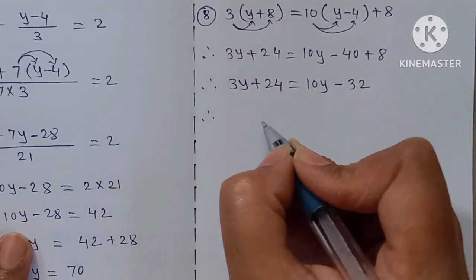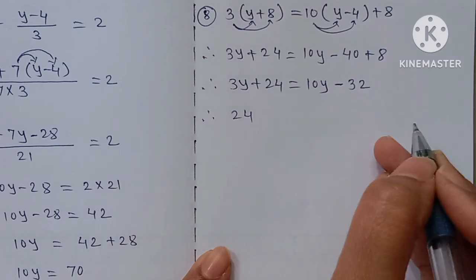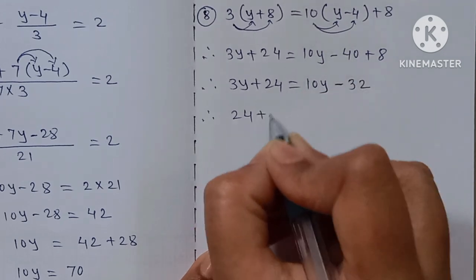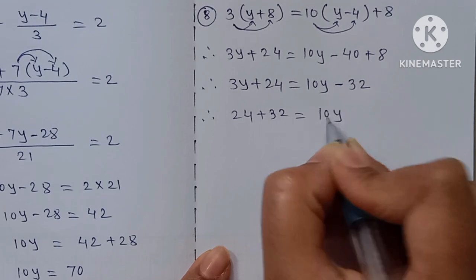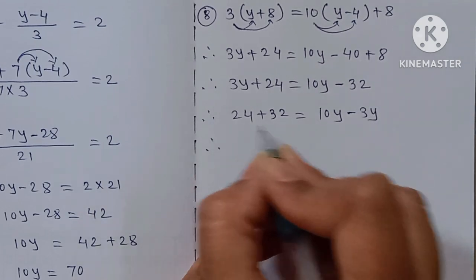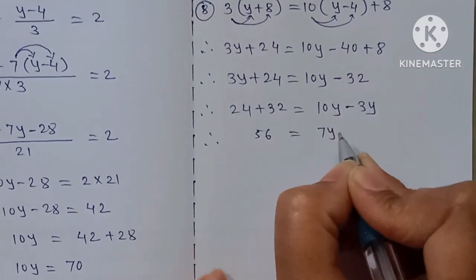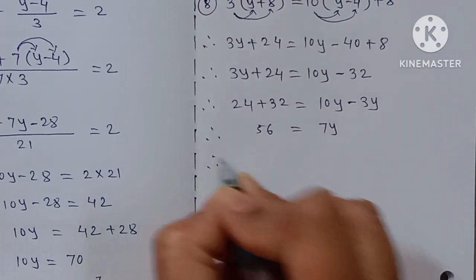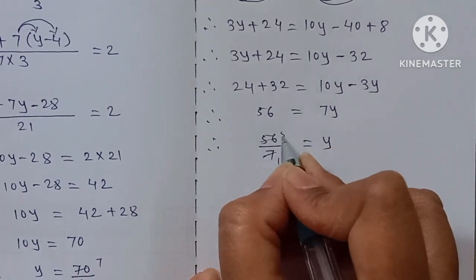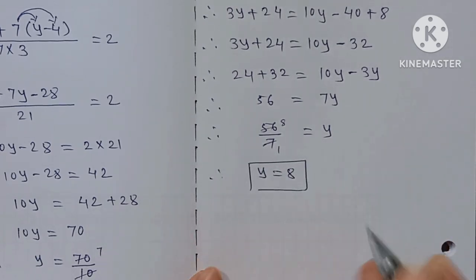Now 24, you can take numbers this side and y on another side. This 24 as it is, here 32 is minus, it goes to opposite side, plus 32 is equal to this 10y as it is. Here 3y is positive, it goes to opposite side, negative, means minus 3y. 24 plus 32, 56, 10y minus 3y, 7y. Now this 7 is multiply, it goes to opposite side, divide. This 56 upon 7 is equal to y. 7 ones are 7, 7 8s are 56. Therefore, y is equal to 8.